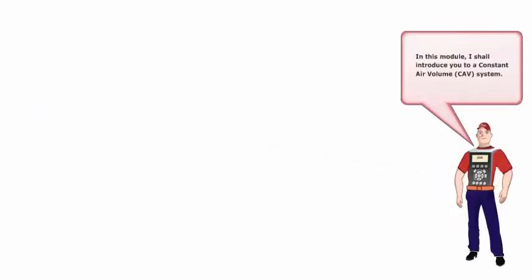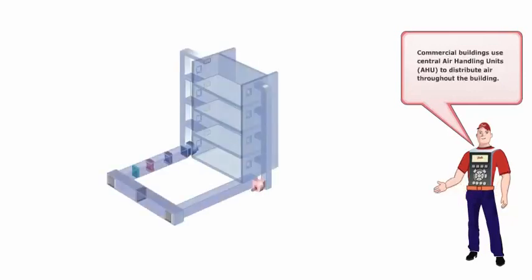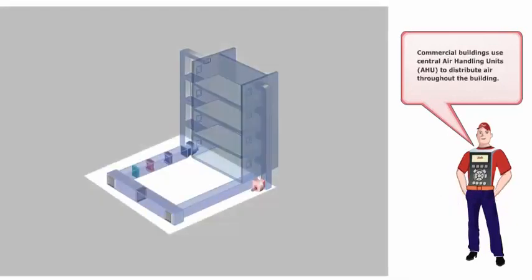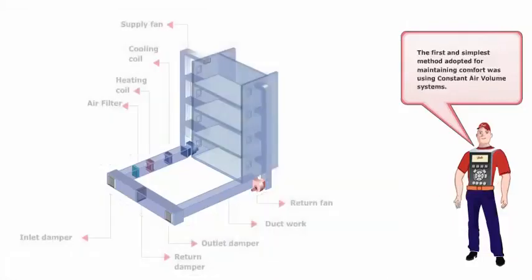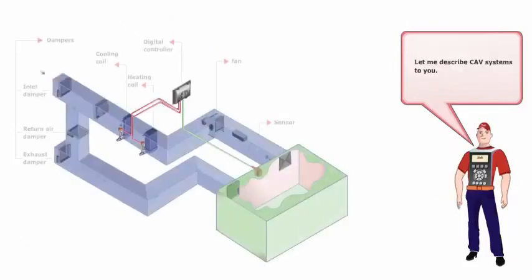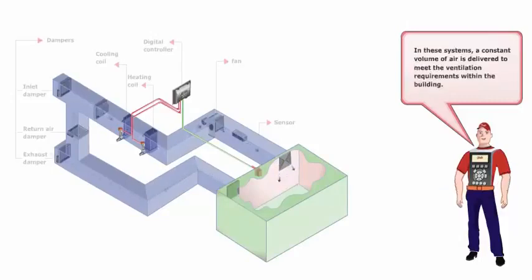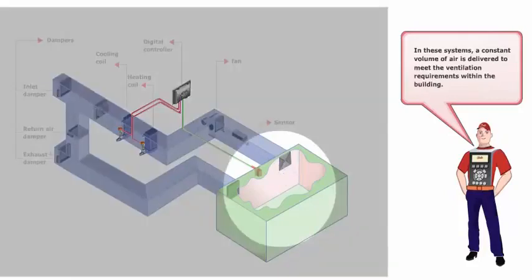In this module, I shall introduce you to a constant air volume system. Commercial buildings use central air handling units to distribute air throughout the building. The first and simplest method adopted for maintaining comfort was using constant air volume systems. Let me describe constant air volume systems to you. In these systems, a constant volume of air is delivered to meet the ventilation requirements within the building.